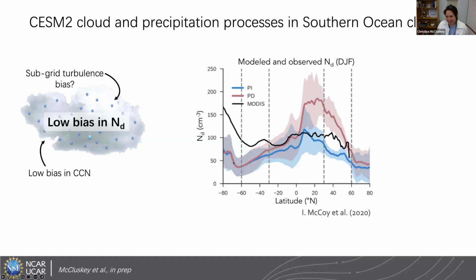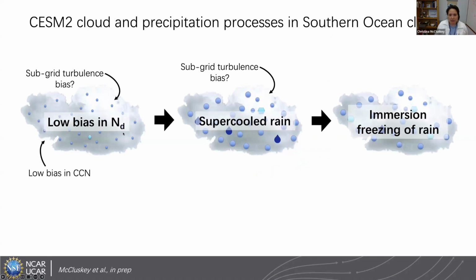And I do want to point out, this isn't just CESM. There are a number of models that struggle with this type of bias over the Southern Ocean. This is looking at pre-industrial and present day simulations from different aerosol models. But this low bias in cloud droplet number concentration is likely driven by both low biases in our cloud condensation nuclei, so that's the sulfur chemistry, that missing sulfur aerosol, and also subgrid turbulence is something we're looking at. But this low bias in cloud droplet number concentration really drives the formation of the supercooled rain. And that supercooled rain is then treated with this pretty dated emergent freezing of rain process.